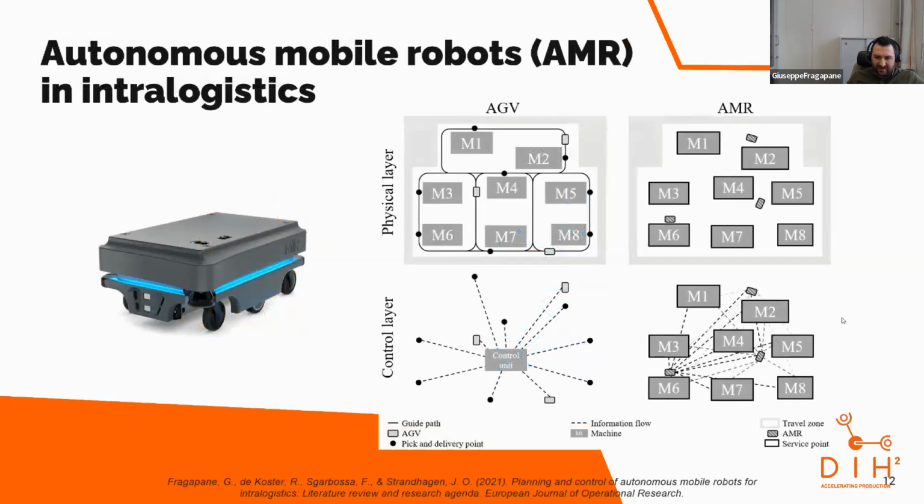Just to give an example, you can see the physical layer here, a top view where you have the guide path. Sometimes it was a copper band in the floor. It could also be some reference points and so on, but it was predefined and the AGV could only follow those points. And if something was in front of it, it would stop and wait until the obstacle was removed. If it was a person, it would just stop and start again after some seconds.